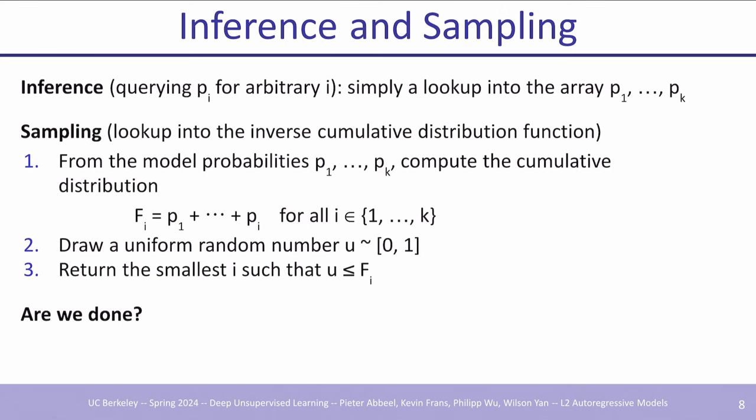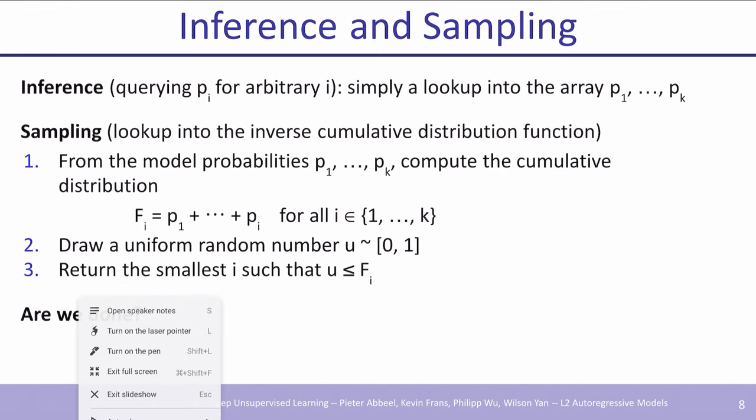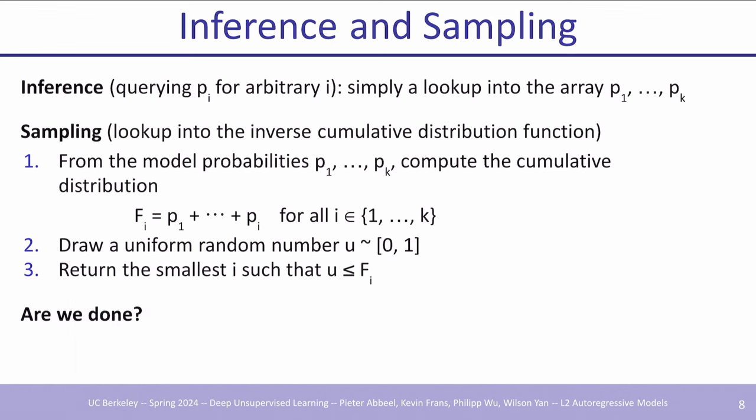But let's take a look at what it can do. Inference: if you want to query the probability for an arbitrary value I, you simply do a lookup in the array that you have, P1 through PK. To sample, and I want to be explicit about the sampling here because this is how everything we'll sample will end up. So the model has probabilities P1 through PK.